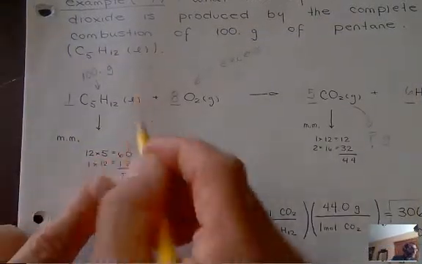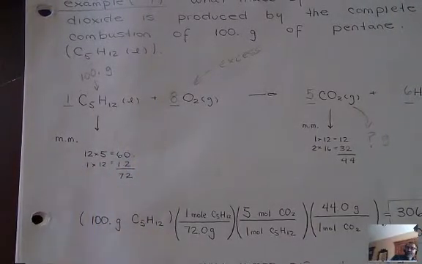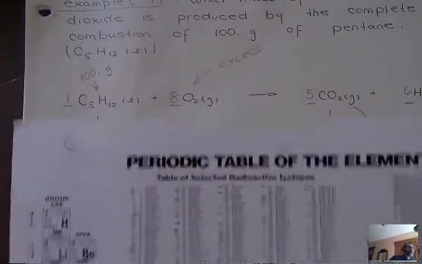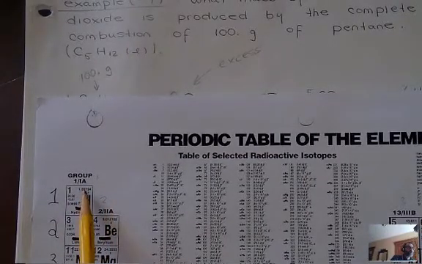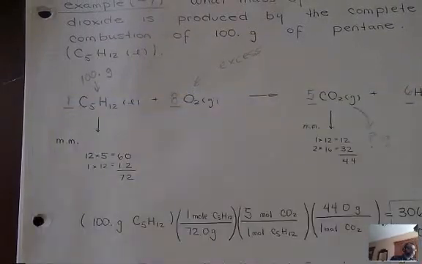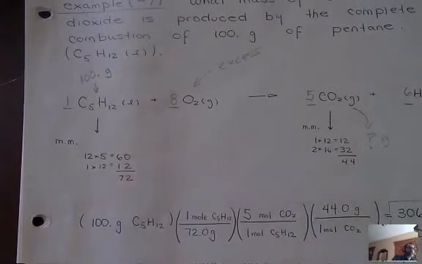So 12 times 5 is 60. We should do this with one place after the decimal. And then hydrogen has an atomic mass of 1.007. That's close enough to 1. And there are 12 of them, so 1 times 12 gives you 12. 60 plus 12 gives you 72. Okay, so that's the first molar mass that we're going to need.